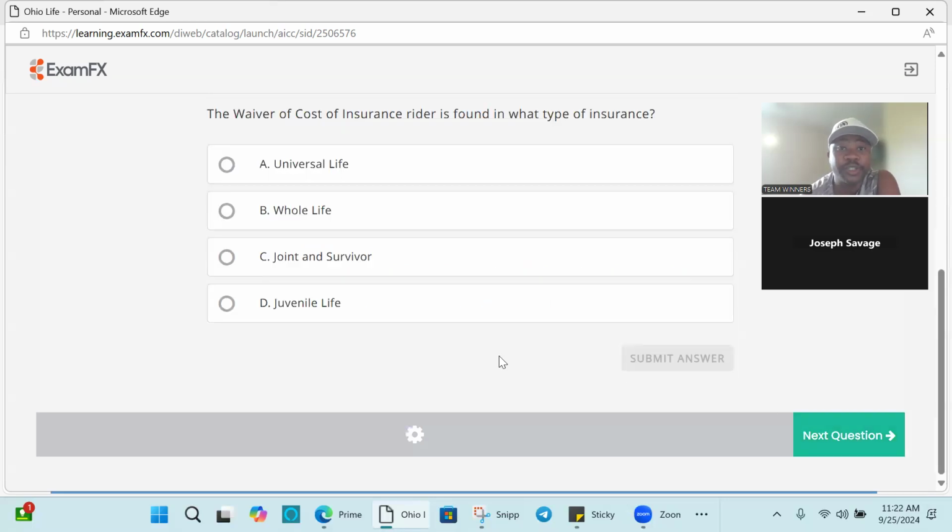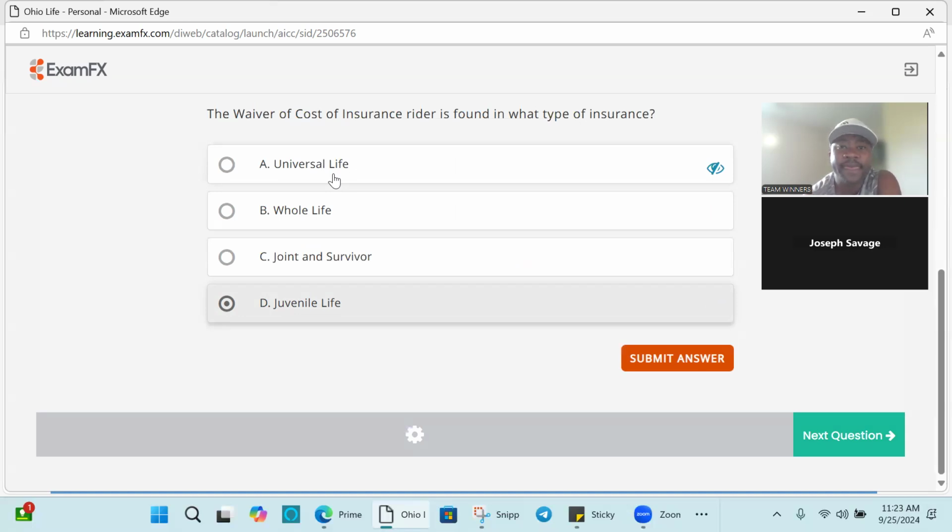Waiver of cost of insurance rider is found in what type of insurance? The waiver of cost of insurance: whole life, joint survivorship, or juvenile life. No. So universal, you cannot really waive the cost of insurance. The answer is A, universal life.